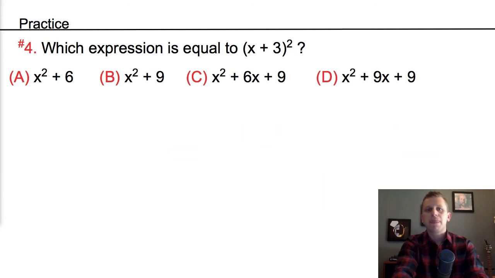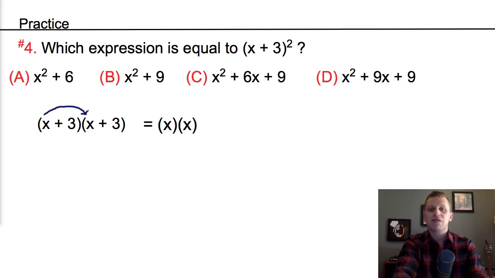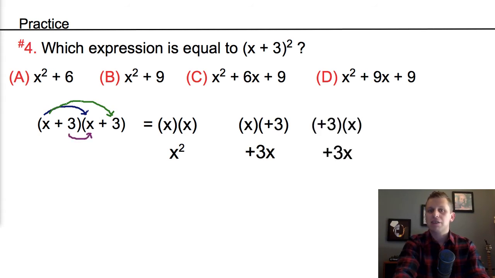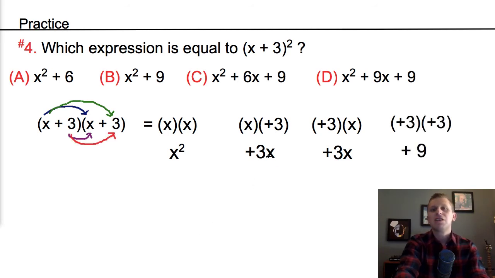Let's try another one. See if you can figure out which expression is equivalent to x plus 3 squared. First step is to rewrite this sum squared as the product of two binomials. Now we're going to double distribute or FOIL. X times x for the first terms would be x squared. Then the outers, x times 3, 3x. Inners, 3 times x, 3x. Lasts, 3 times 3, or 9. Combine like terms, 3x and 3x become 6x.